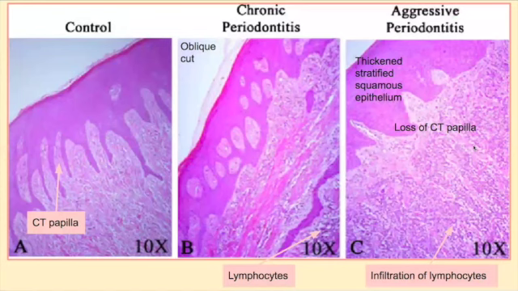This image shows the hyperplastic epithelium and associated loss of connective tissue papilla that occurs with periodontitis. So as we can see in the control image, there are lots of connective tissue papilla in this layer, whereas in the aggressive periodontitis image, we see a loss of this connective tissue papilla and the thickened stratified squamous epithelium. In these images, we also see the infiltration of many lymphocytes to help combat this infection.